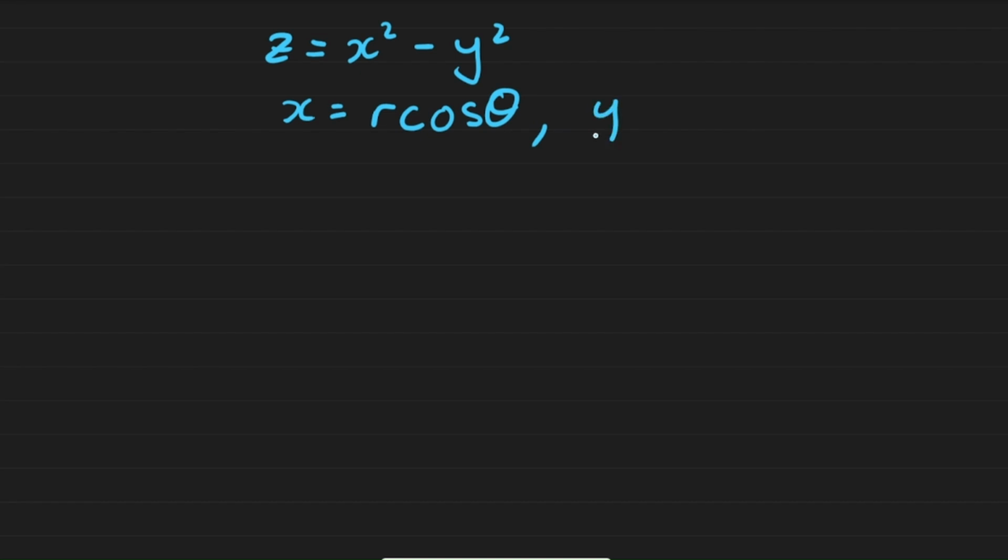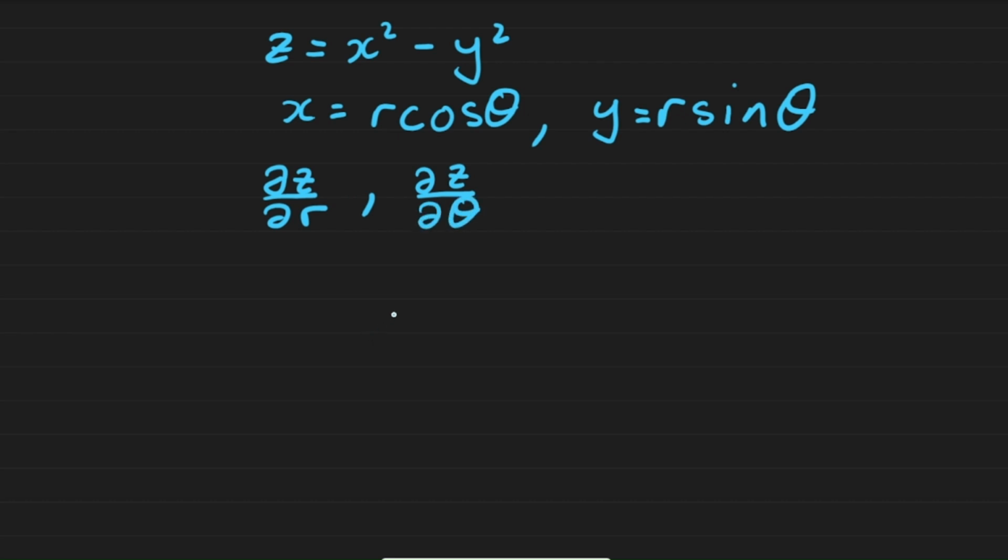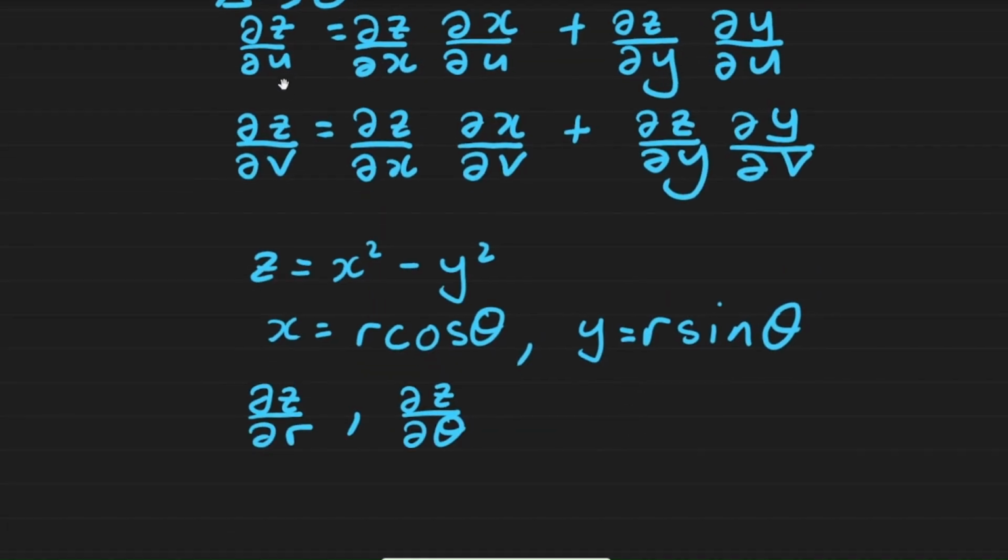So we can apply this in a very simple example, and that example would be we could have z equal to x squared minus y squared, and x is equal to r cos theta, and y is equal to r sine theta. And our question is asking us to determine dz/dr as well as dz/d theta. So this example is the same as the relations we have just derived, except that instead of u and v, we have r and theta.